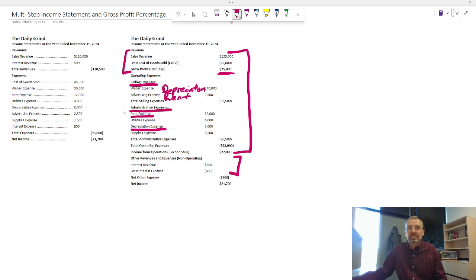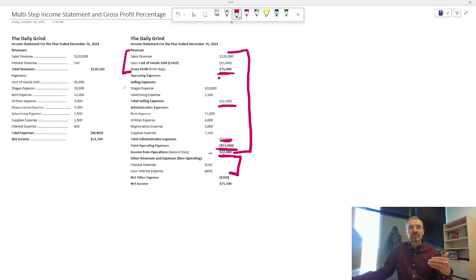So we have all of that stuff here that we can break out between selling and administrative. So you go through and you classify all of those different things between selling and administrative. You can see we have subtotals here for selling, a subtotal for administrative. Then we have total operating expenses, and then we get income from operations. That is our gross profit minus our total operating expenses.